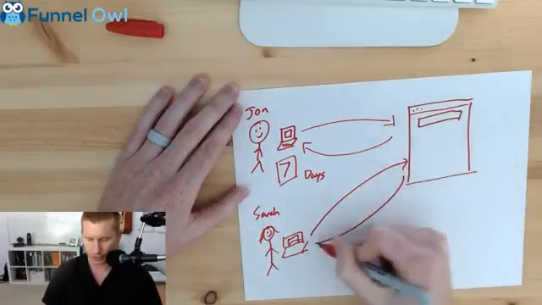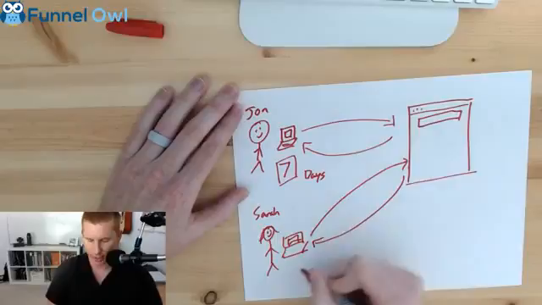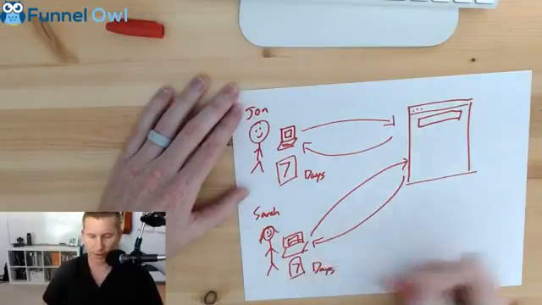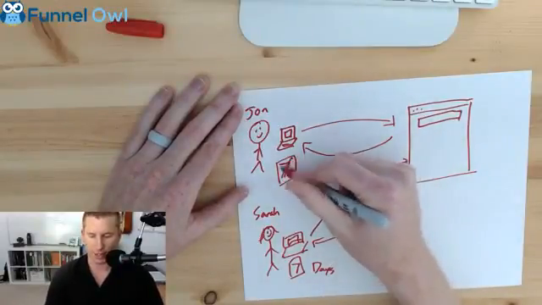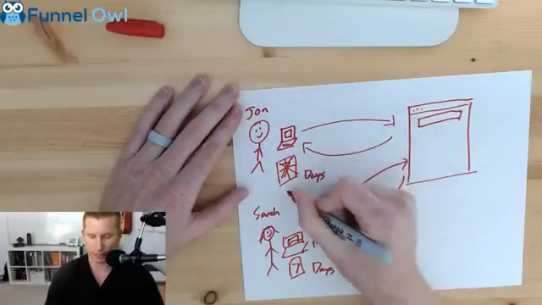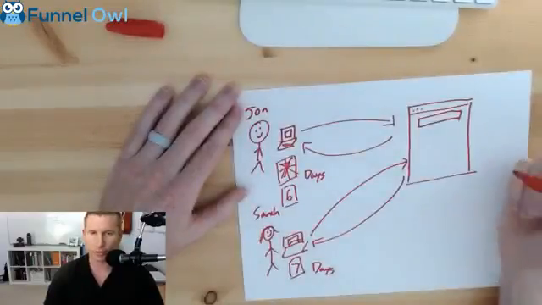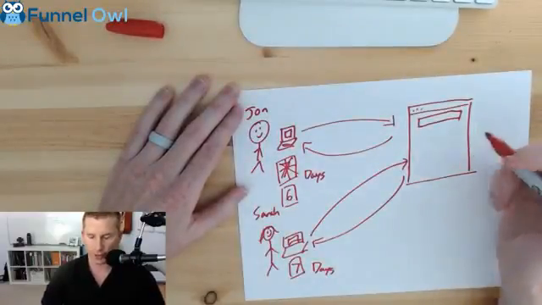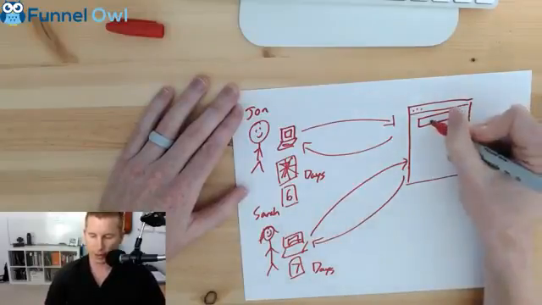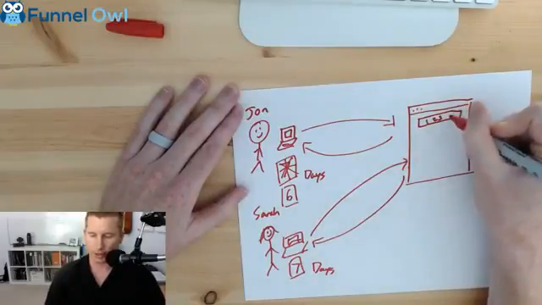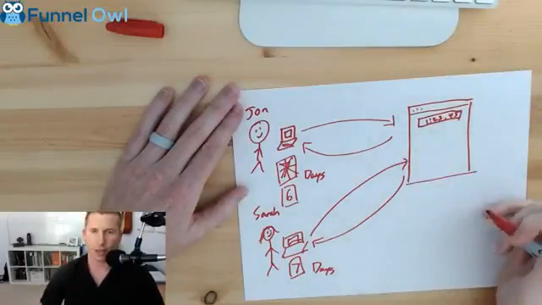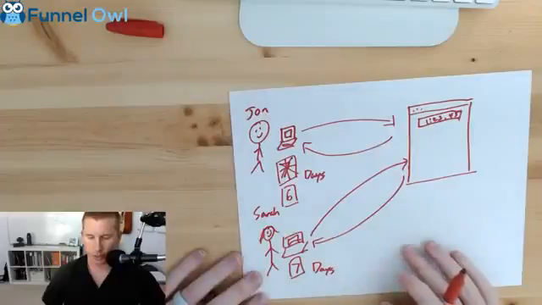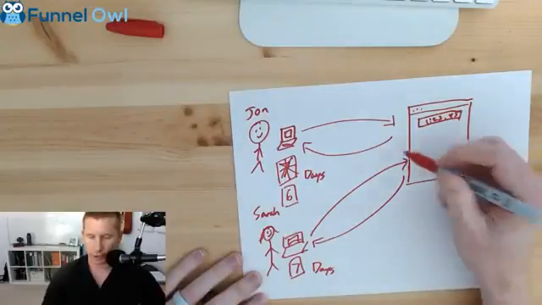And she's going to load this page, and it's going to say that Sarah has 7 days. But if the same day John visits that page again, it's going to say 6 days. So effectively what we've done here is this timer right here is customized for every single person that visits the page.